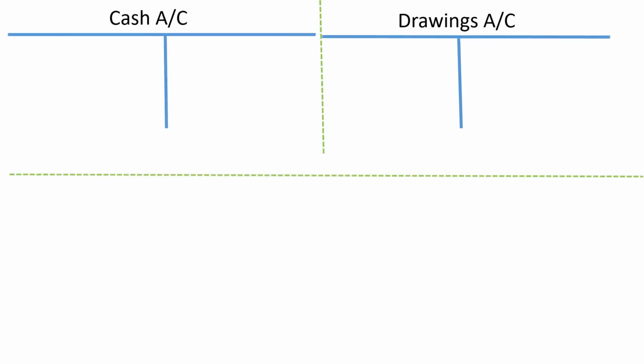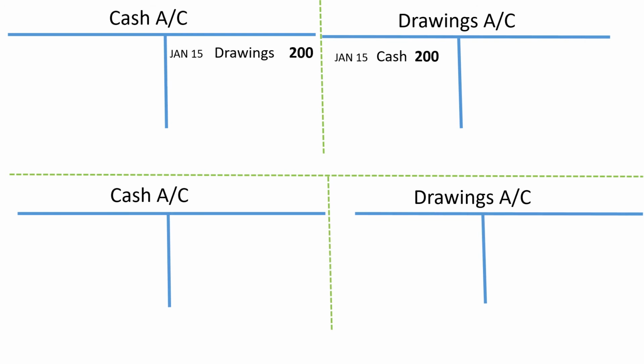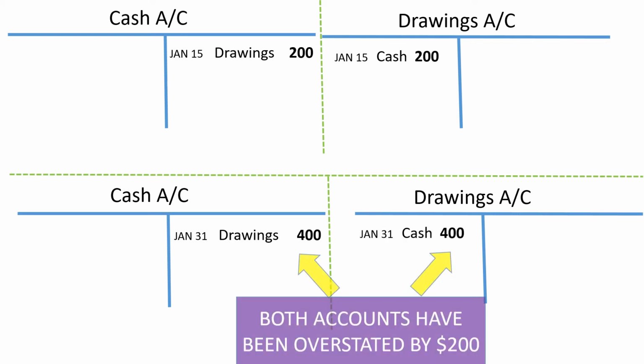The correct way of recording the transaction is to credit the cash account with $200 and debit the drawings account with $200. When an error of compensation takes place, the cash account is credited with an amount of $400 and the drawings account is debited with the same amount. Both accounts have been overstated by $200.